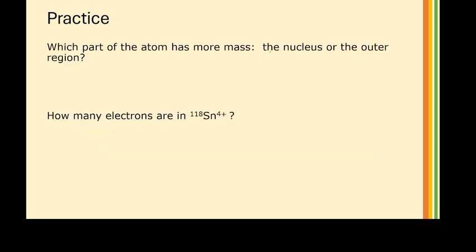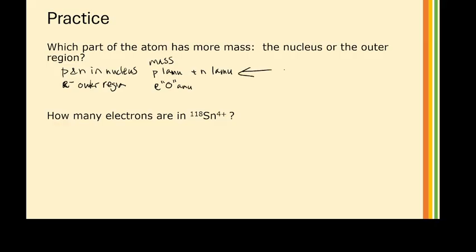Which part of the atom has more mass, the nucleus or the outer region? Well, let me think about my facts. I know that the protons and neutrons are in the nucleus, and I know the electrons are in the outer region. And I know for the mass, the protons are 1 AMU, the neutrons are 1 AMU, and the electrons are effectively 0 AMU. So this is where most of the mass is. So it's in the nucleus.